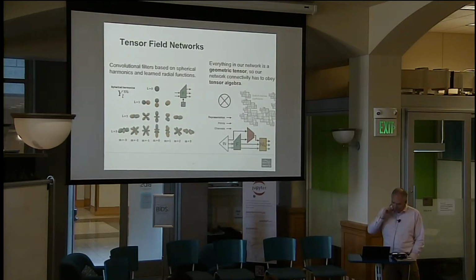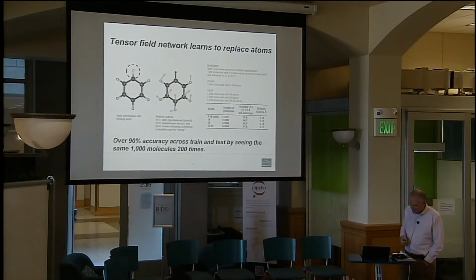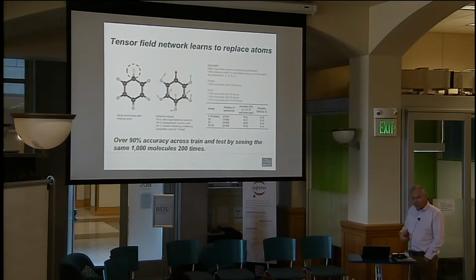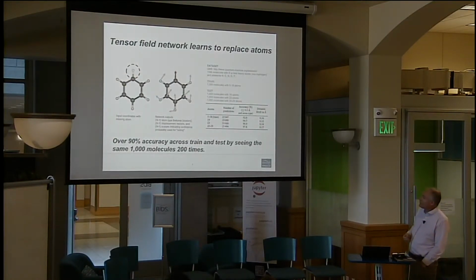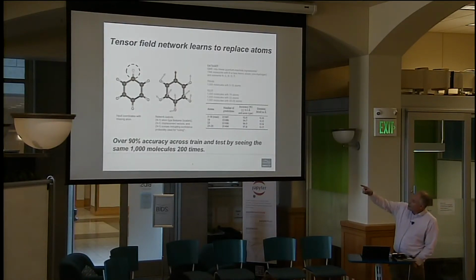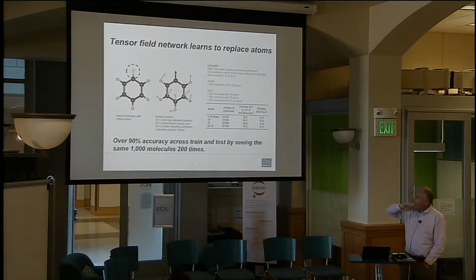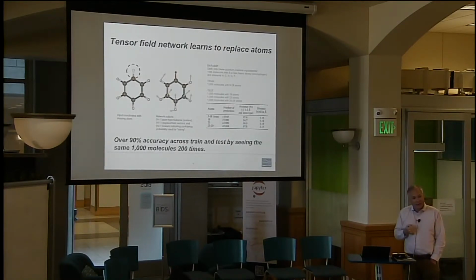There's a paper on arXiv on this that she has published. Well, not published, it's on the arXiv. But to show you that tensor field networks can do some interesting things, let's assume that you have that molecular structure on the left, and I take away that atom that's in that circle. Can the neural network actually generate that extra atom back?